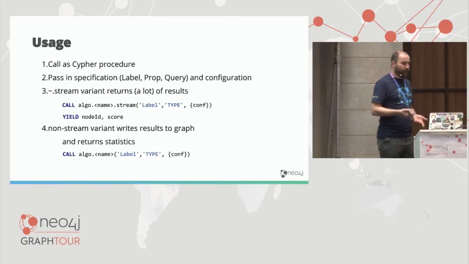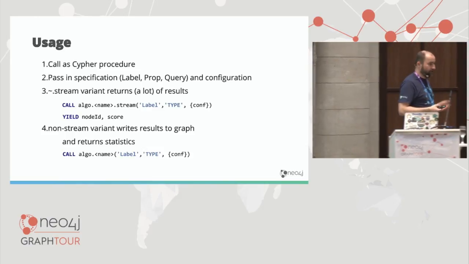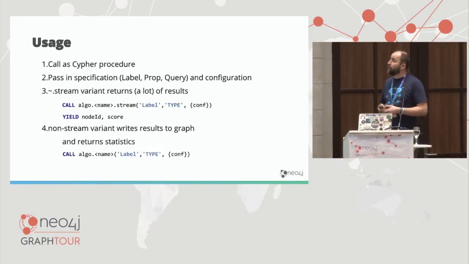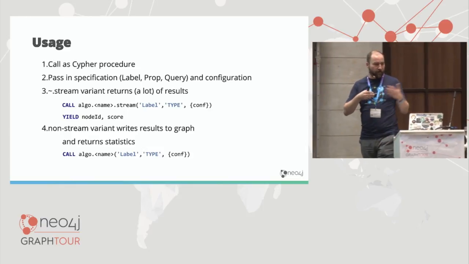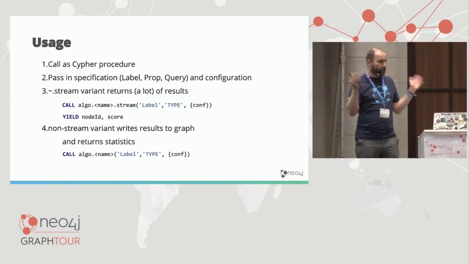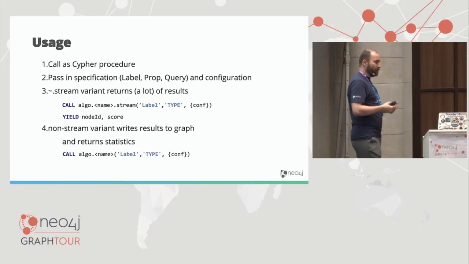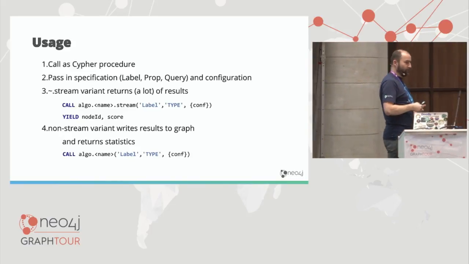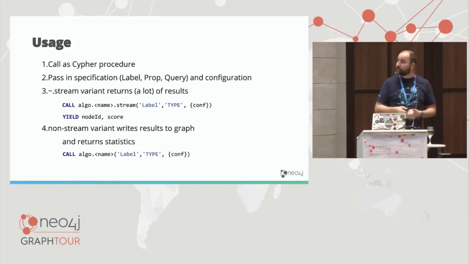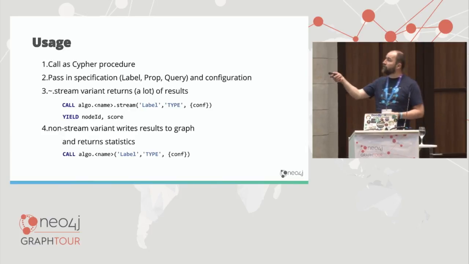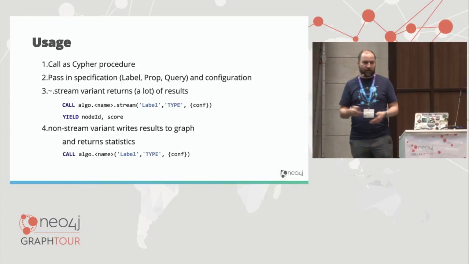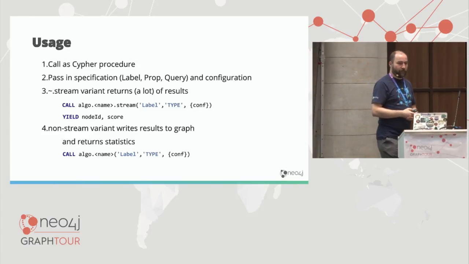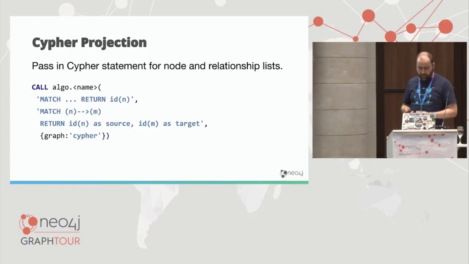Basically, you call them as procedures again. We have 3 versions of that. We have one version that streams results back to you as a user, which makes sense for smallish graphs, so tens of thousands or hundreds of thousands of nodes. But you probably don't want to have a billion node scores thrown at you. That's why we have a second version where you call the algorithm and it just writes the results directly back in parallel to the graph as well. And that works really well.